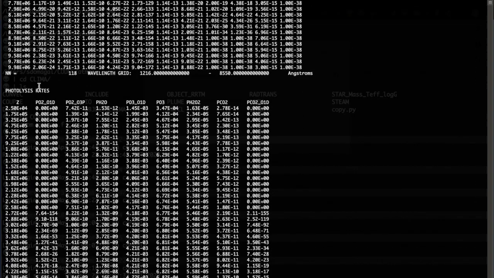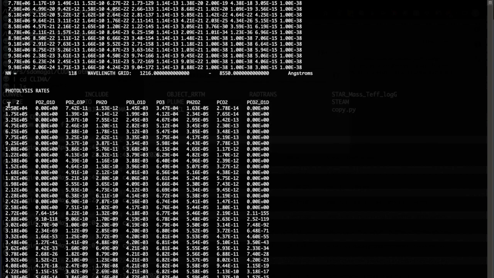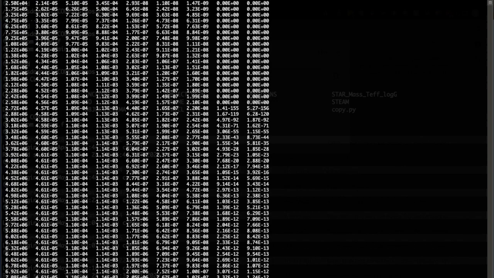Then it shows some information on the wavelength grid, the photolysis rate. So this is the rates of each photolysis reaction as a function of altitude. And again, this is still at model initiation. These are starting point conditions.